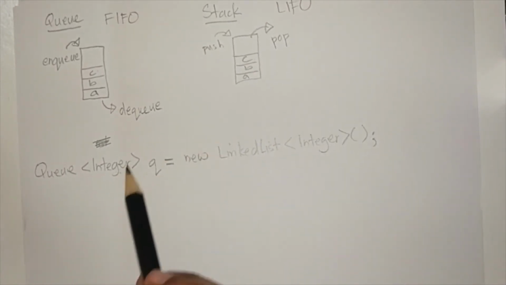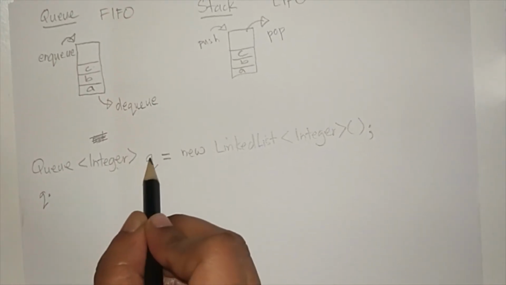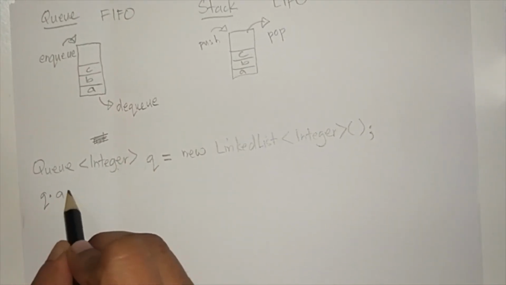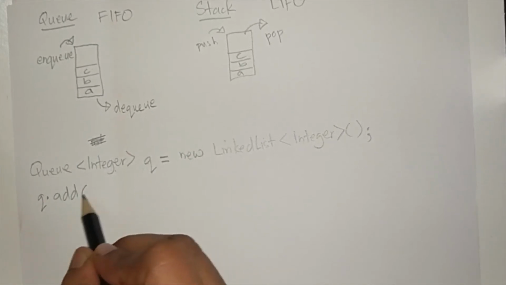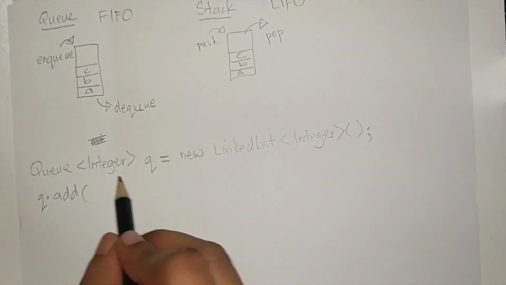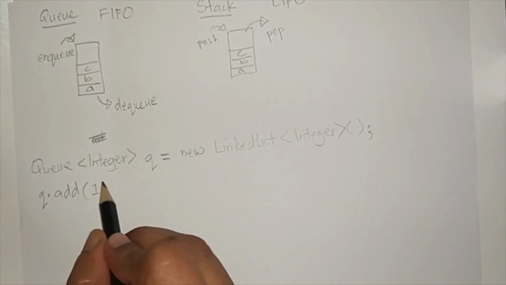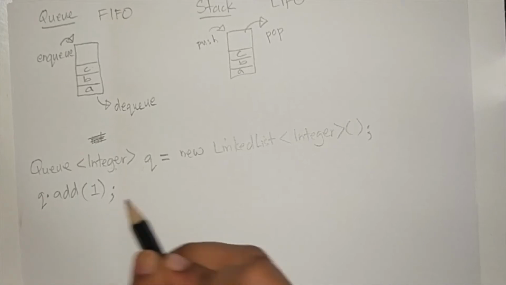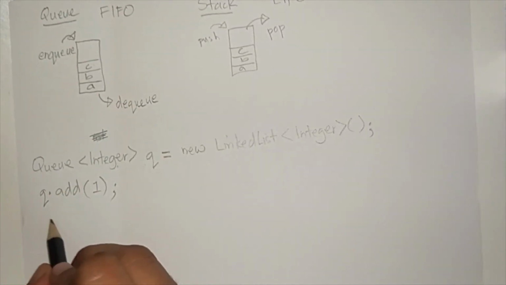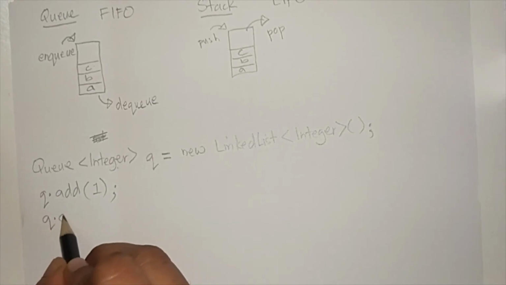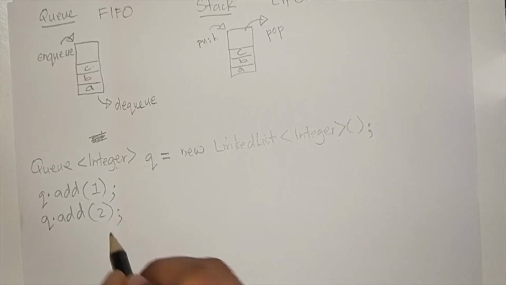But now how do we add things to it? We can simply say queue, the name of the queue, queue dot add. So using the add method, we can add things inside this queue. So let's say I want to add integers into this queue, so I can just add 1, right? So this adds an element inside my queue. Let's say I want to add another element. Let's say I add 2, right?